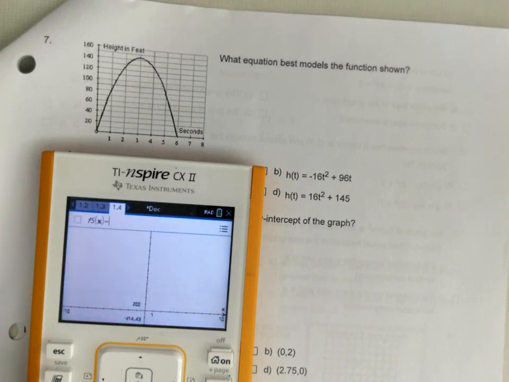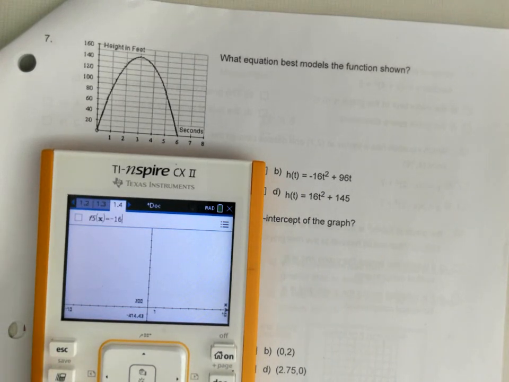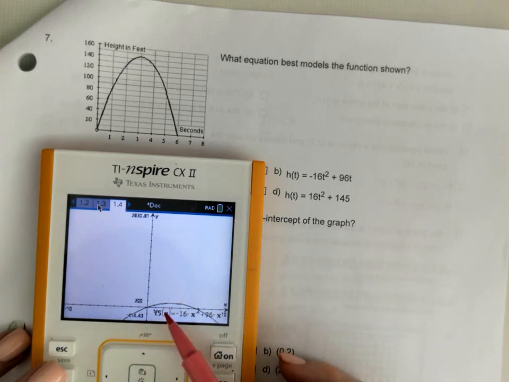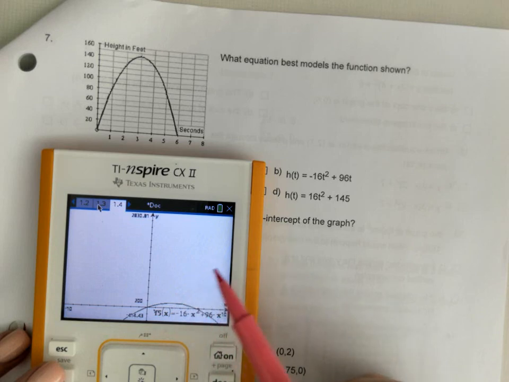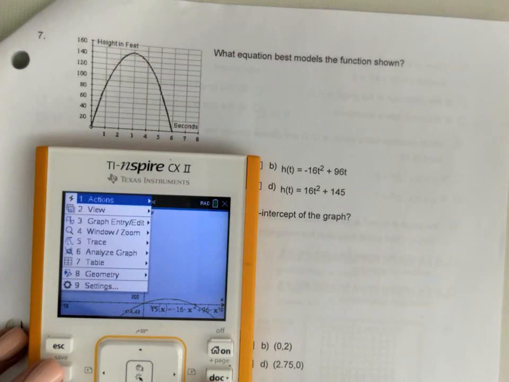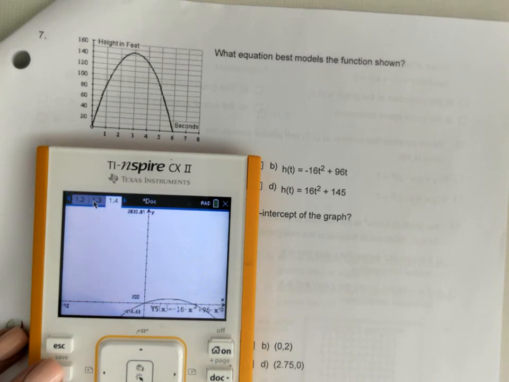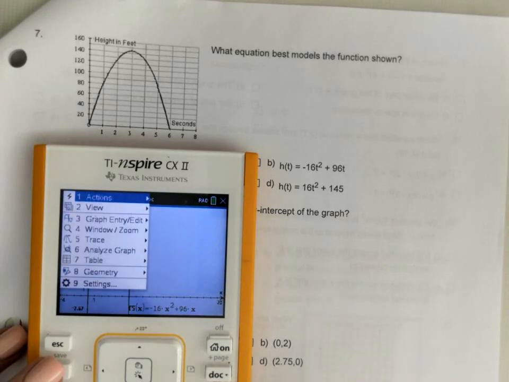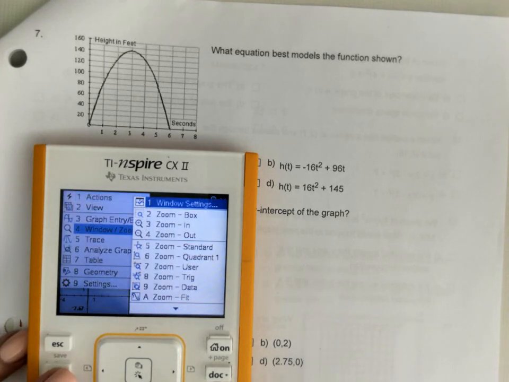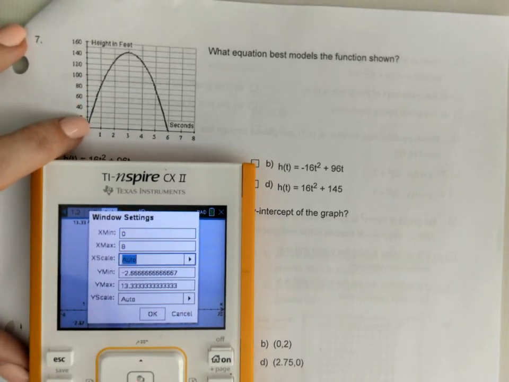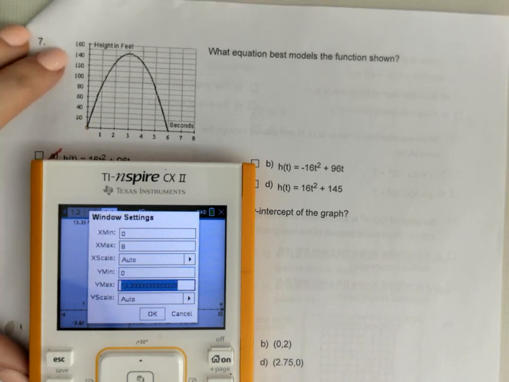Menu 3, 1. So we've got negative 16x squared plus 96x. Oh, that's crossing at 0 and 1, 2, 3, 4, 5, 6. If I was to change my window to better fit this, so menu 4, let's just go to the first quadrant, menu, window, let's just open up the window settings. So my x-min is 0 and I need it to go out to 8. My y-min is 0, and I need it to go up to 160. That's what we have on our current one.